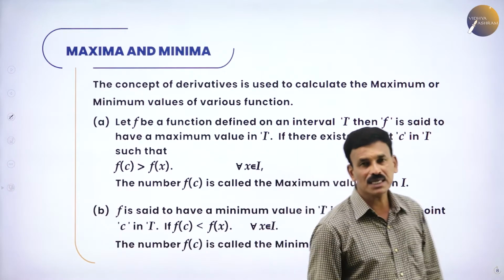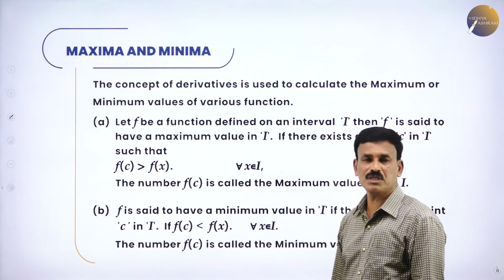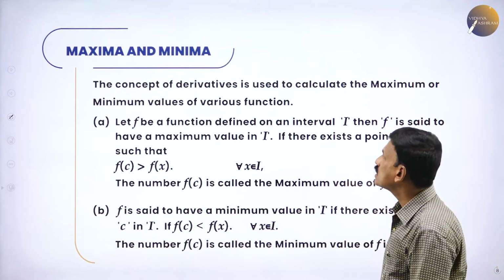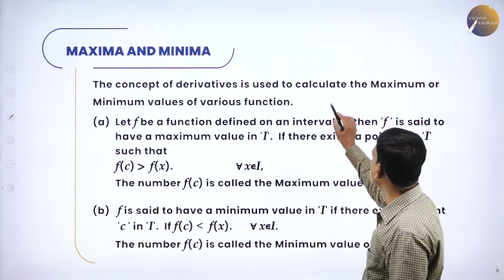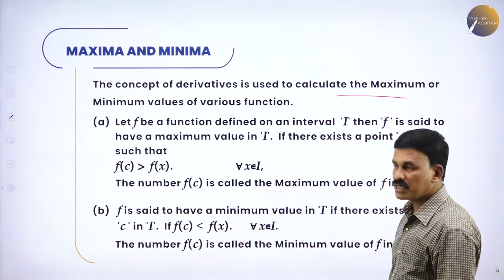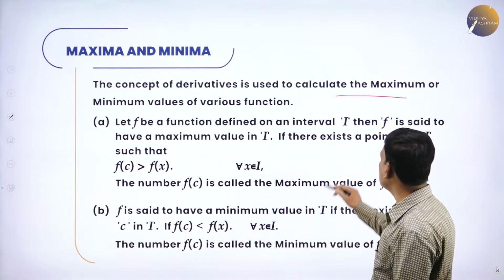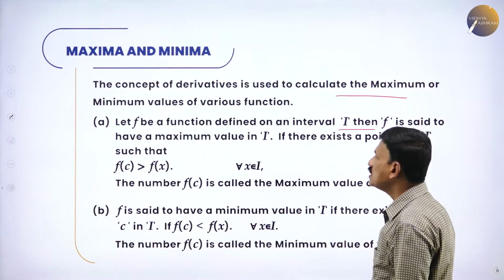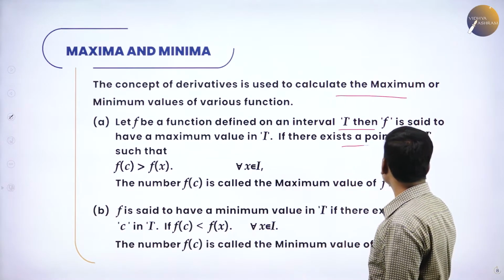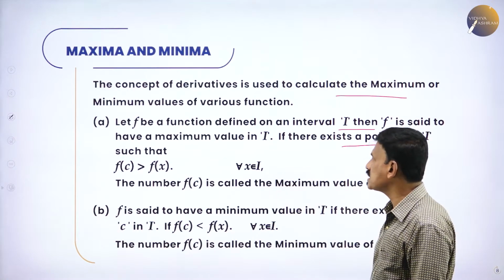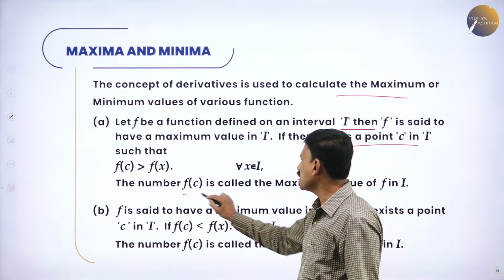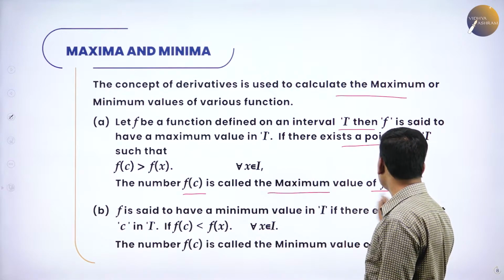The last is the maxima and minima. You might have studied maxima and minima. So you will get one 3 marks question and one 5 marks question from this. Now the concept of derivative is used to calculate the maximum or minimum value of various functions. Now let us consider a function. Let f be the function defined on an interval I. F is said to have a maximum value in I if there exists a point c in I such that f of c is greater than f of x for all x belongs to I. That means the number f of c is called the maximum value of f in I.